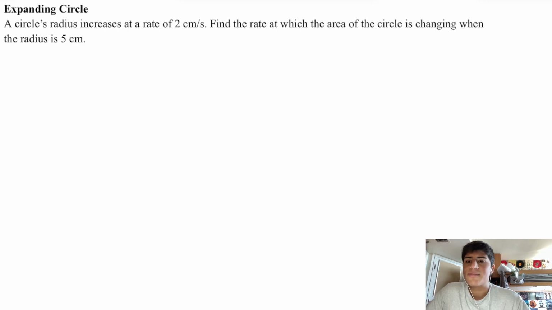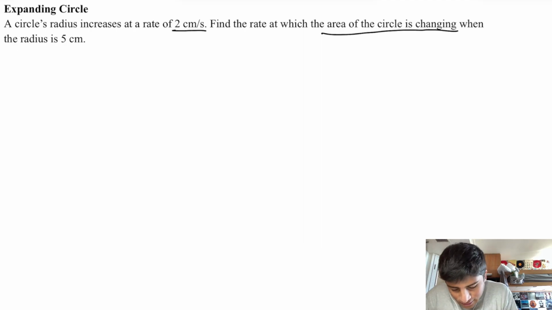All right, an expanding circle. A circle's radius increases at a rate of 2 centimeters per second. So we know one rate. It's something that we know, and we'll get back to that in a second. Find the rate at which the area of the circle is changing. This is the rate that we want to find when the radius is 5 centimeters. So now we know something. We have some sort of condition.